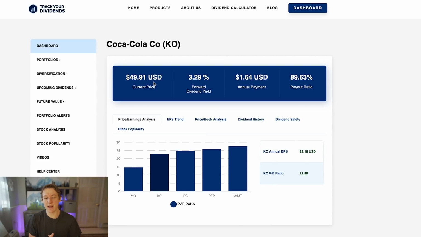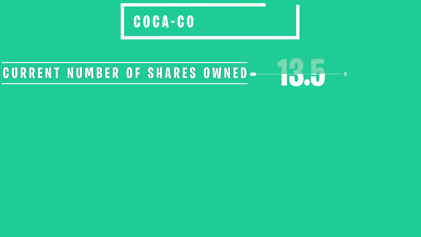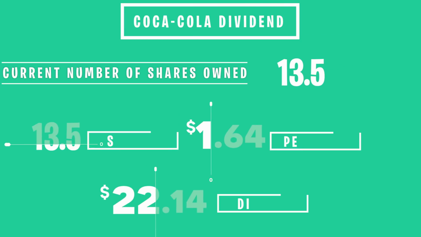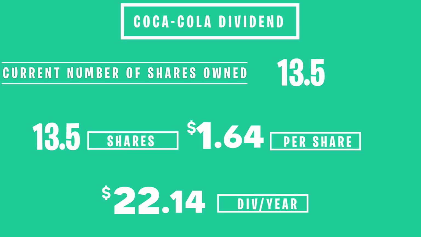Essentially what this means is they have a dividend payment of 3.29% annually, and over the course of a year, they will pay out $1.64 per share. So every share that I own of Coca-Cola, I'm going to be getting $1.64 from them.